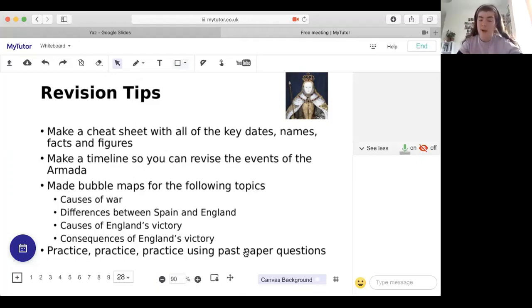And finally, practice using past paper questions. Either make model answers or do timed assessments to make sure that you are more comfortable with the exam format, so that when you get in there, you know what you're doing. And that is it for revision tips.